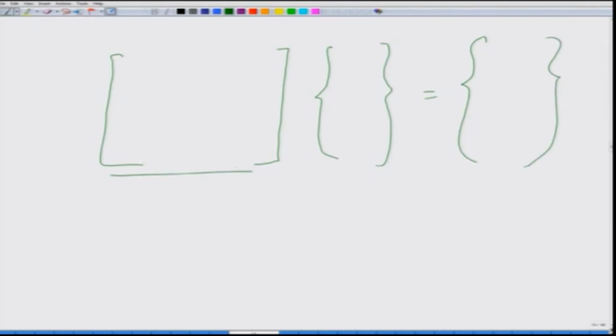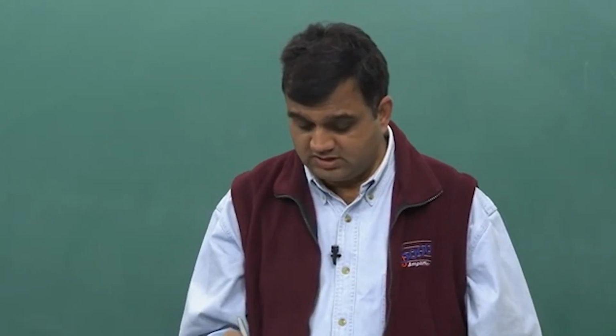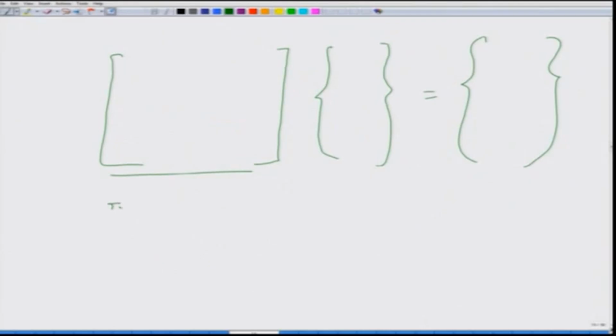What will be the size of this matrix? No, not capital N. N is the number of elements. This will be the total number of nodes. If all the elements were linear, how many nodes would be there? No, not 2n.